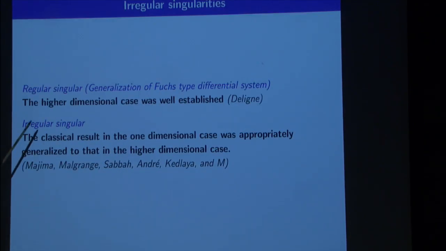I'd like to mention the problem about irregular singularities. The study of regular singularities in the high-dimensional case was established by the work of Professor Deligne. In the irregular case, the one-dimensional case is very classical, but the higher-dimensional case was established rather recently after the work of several people. Roughly, it is a generalization of the theory of the one-dimensional case, but we need some additional steps.